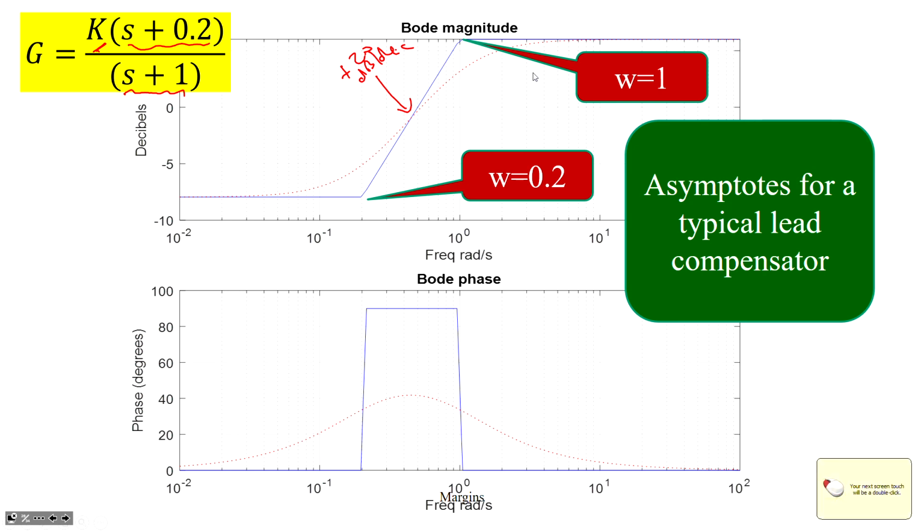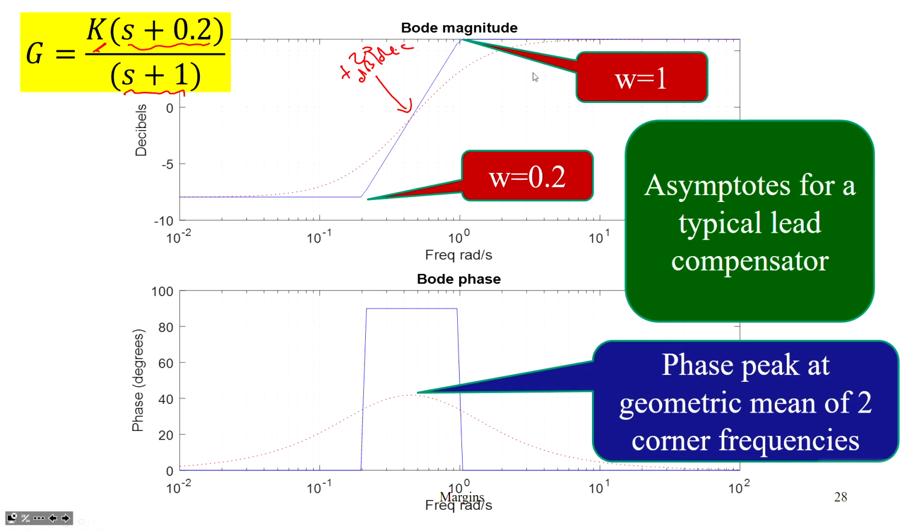It tells you that the gain is bigger at high frequency than it is at low frequency. What about the phase? Well, again, because the zero is smaller, and then you look at the way these asymptotes here have gone up to plus 90, what you can see is the phase is positive. And it won't surprise you that the phase peak is at the geometric mean of the two corner frequencies. So in other words, it's the square root of 0.2.